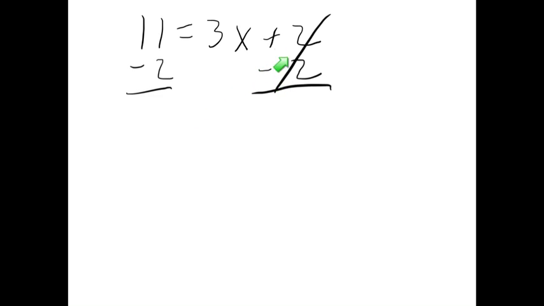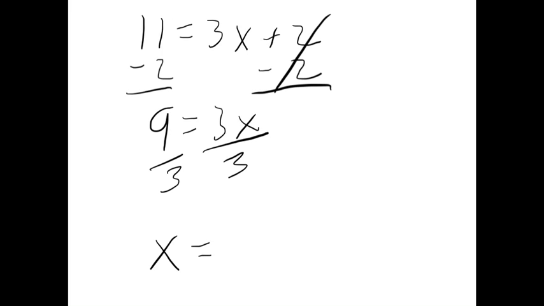So what I've done here is subtract 2 from both sides. Our goal is to get x by itself. We're trying to figure out what x equals. In order to do that, we have to isolate this variable. So we've got 11 minus 2, which is 9, equals 3x. Of course, divide both sides by 3. The 3's cancel, and we're left with x equals 9 divided by 3, which is 3.